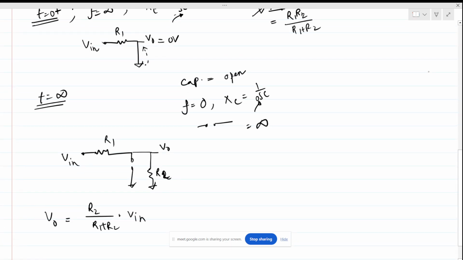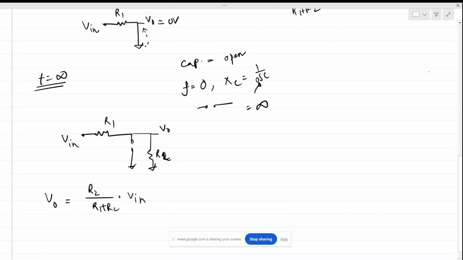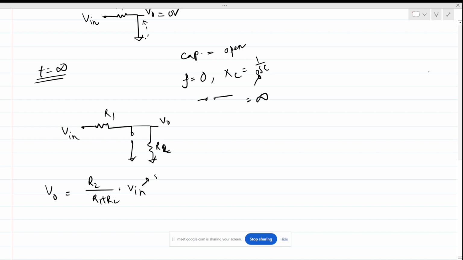So we are taking V in as a 5 volt source, right? So let's make this V in is 5. Okay, so this will be 5 times R2 divided by R1 plus R2.